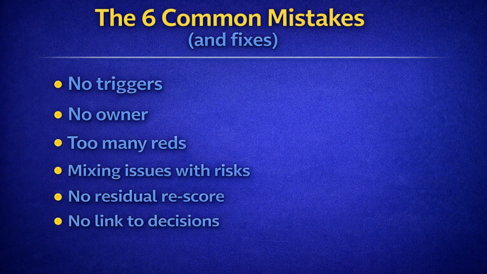Run a 15-minute risk reality check weekly. Review top 3 reds: actions done, actions not done, actions blocked. Rescore if reality changed. Confirm next action plus owner plus date. Check triggers for ambers. Short, sharp, consistent.